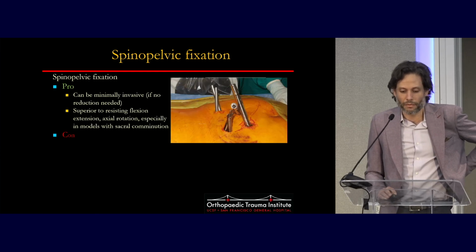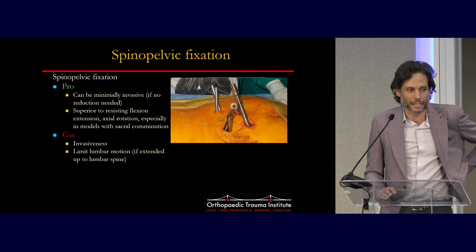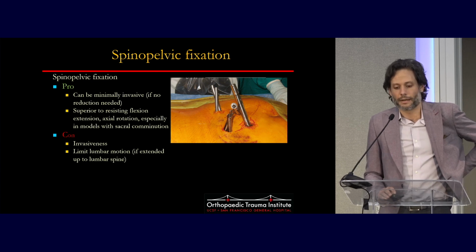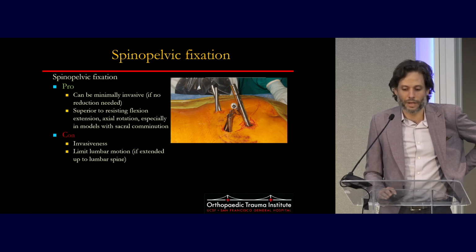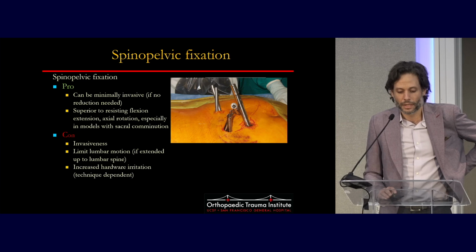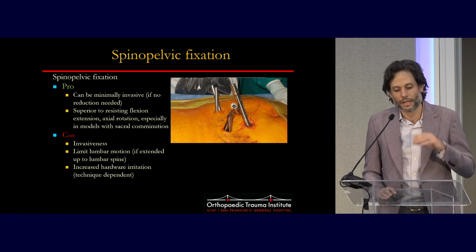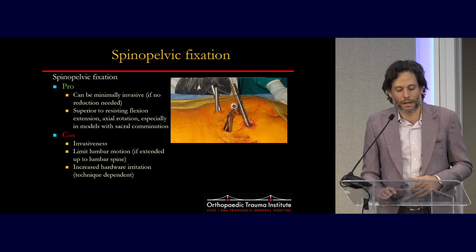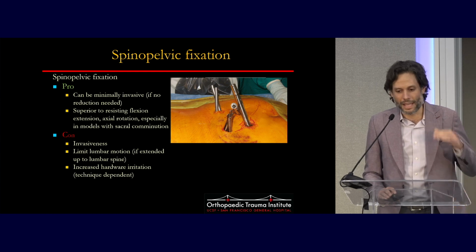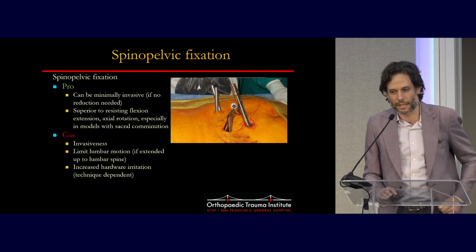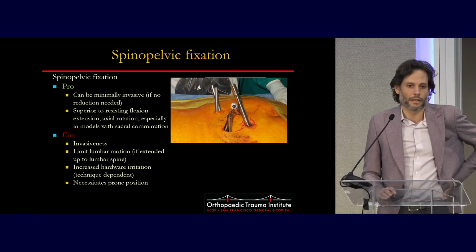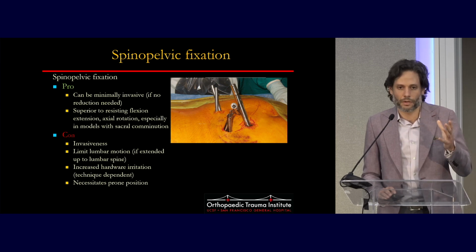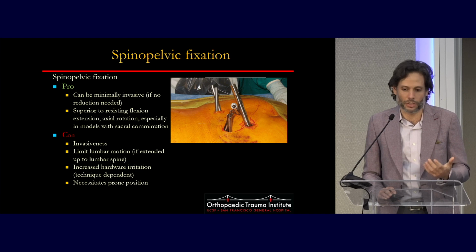The con is if you do require an open approach, it is pretty invasive. There's a high rate of degloving injuries underneath these incisions, and if you do extend up to L5 or L4, you do limit lumbar motion. You need to be careful with how you put in the hardware. The tulips all need to be underneath the fascia. A lot of these patients will lose 20 or 30 pounds in the next 6 months, and so what may not be symptomatic initially may be symptomatic in the short to midterm. And then this, of course, necessitates a prone position. So it's hard, sometimes you need to wait for things to clear up. The patient's abdomen, the fascia needs to be closed and that sort of thing.